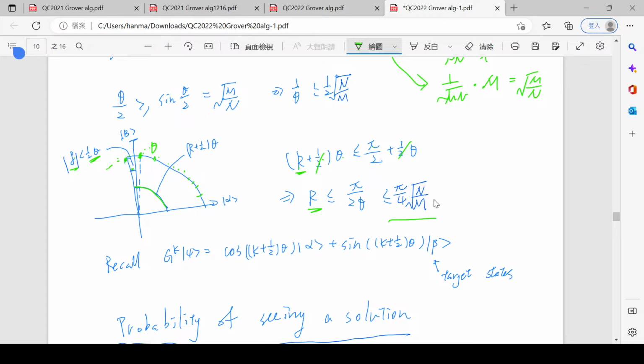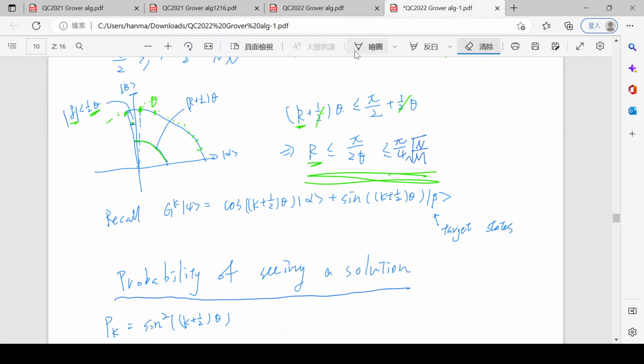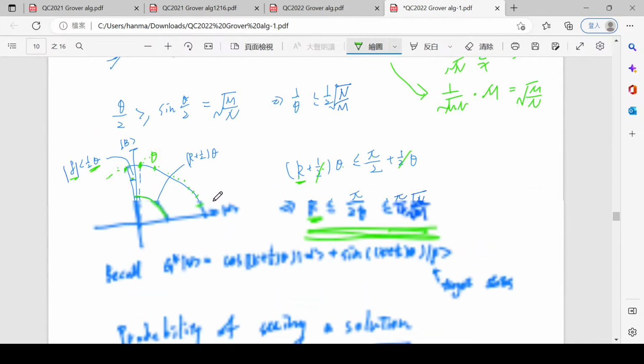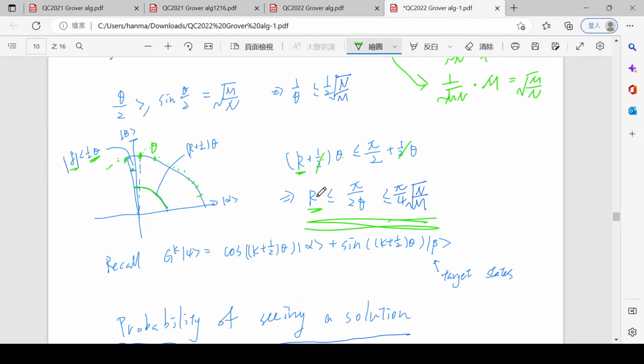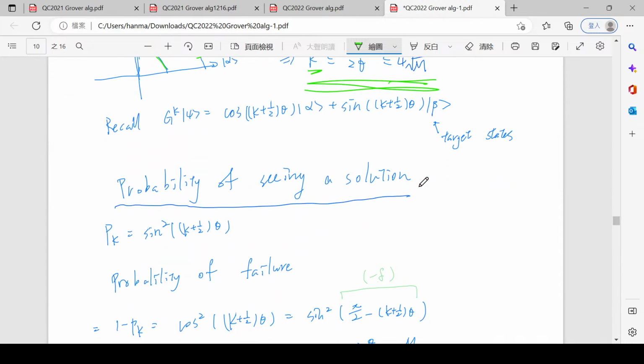Okay, so we proved that we can get quite close here. We get here and we measure, and we will get this beta with pretty good probability. What's actually the probability? Let's also calculate all this nicely.